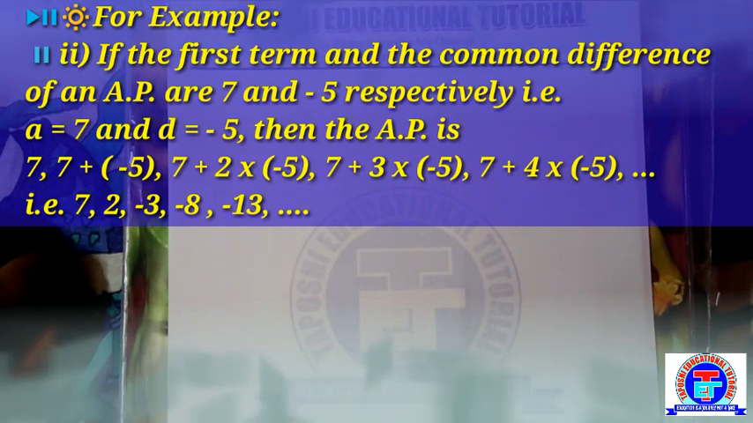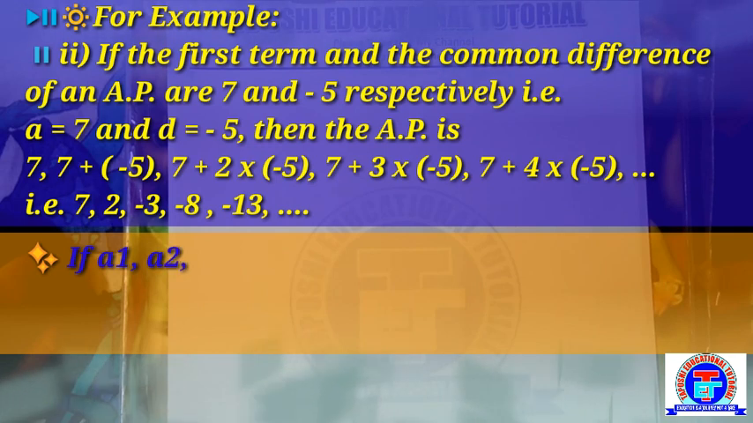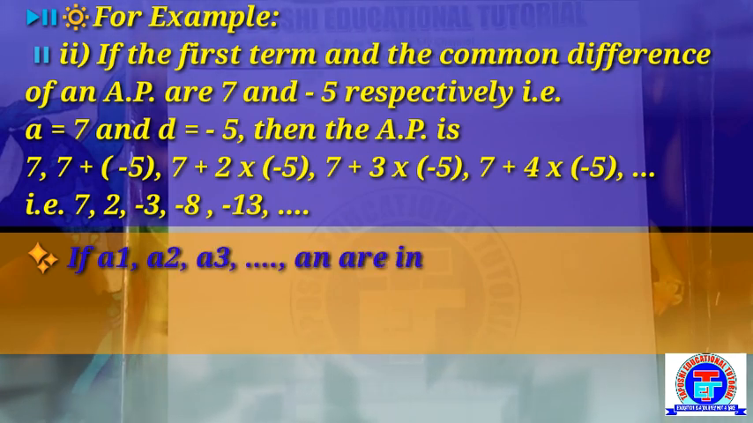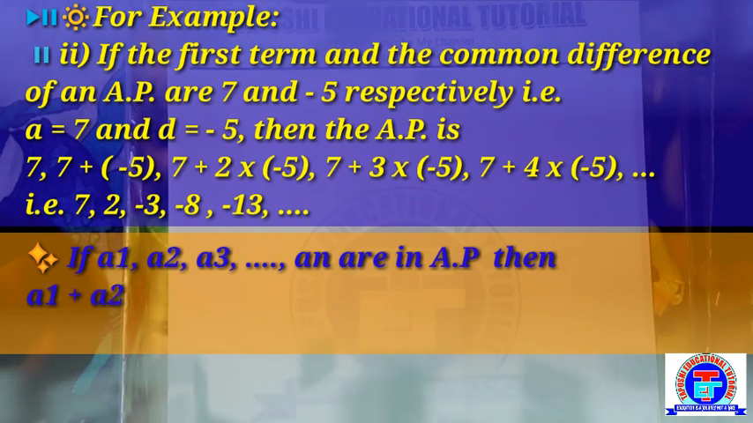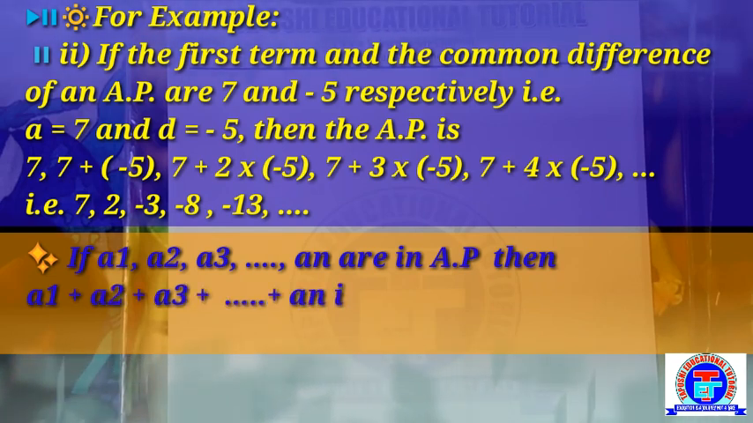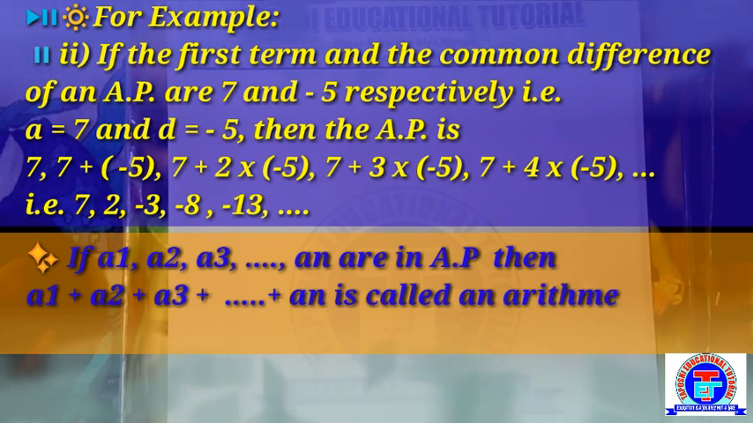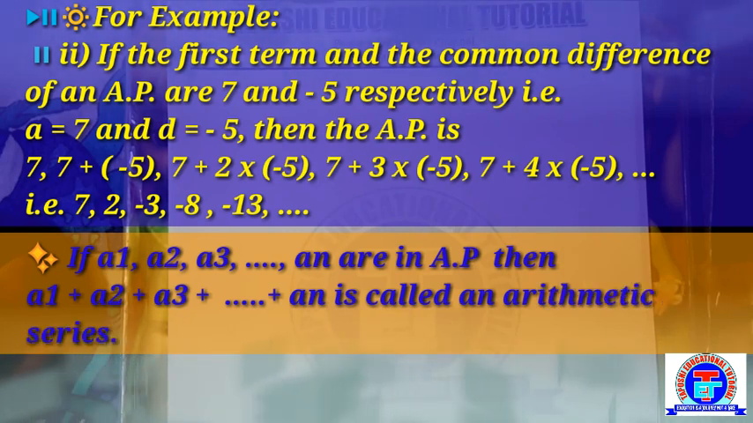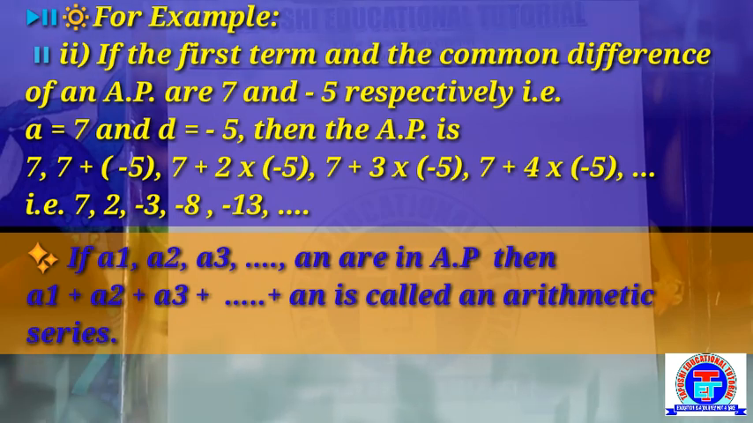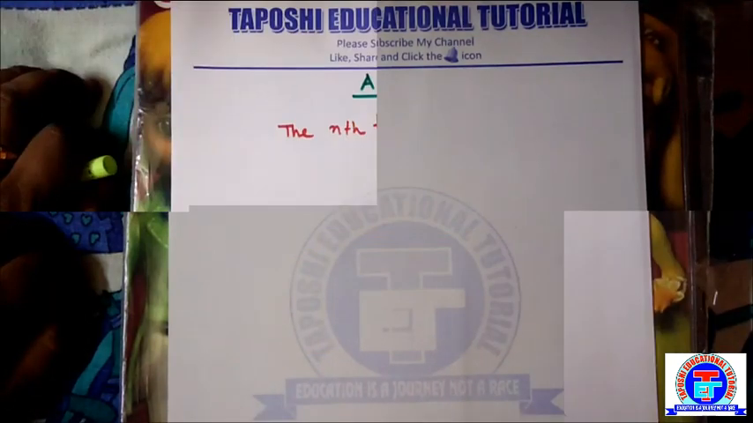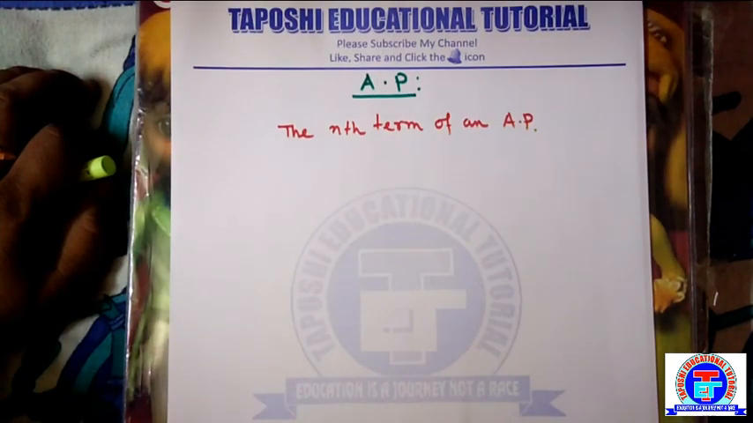If A1, A2, A3, and so on up to AN are in AP, then A1 plus A2 plus A3 plus and so on plus AN is called an arithmetic series. Right, student? Hope this example helped to understand the arithmetic progression in a better way. My dear student, here we find out the nth term of an AP. Right?